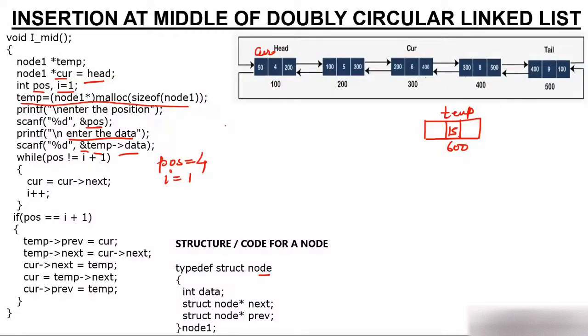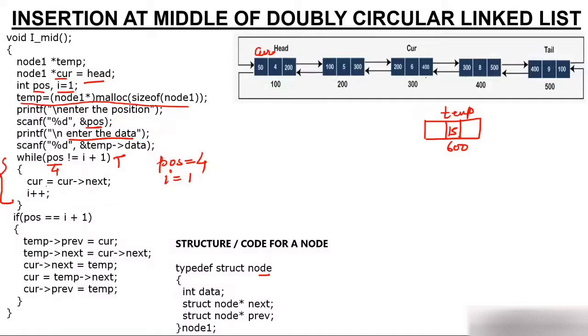Now you have to make the connectivity. Before connectivity, you have to run this loop, and this loop is very common. I have used the same loop in all the linked lists, whether it is a singly linked list, singly circular linked list, doubly linked list, or now the doubly circular linked list. So while position, which is 4, is not equal to i plus 1. What is i? 1 plus 1. Yes, 4 is not equal to 1 plus 1.